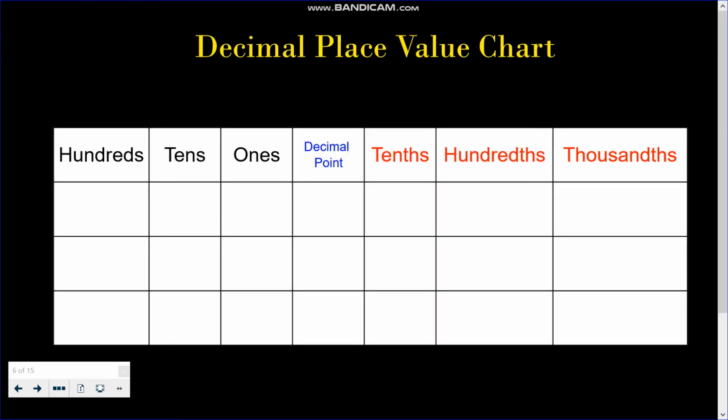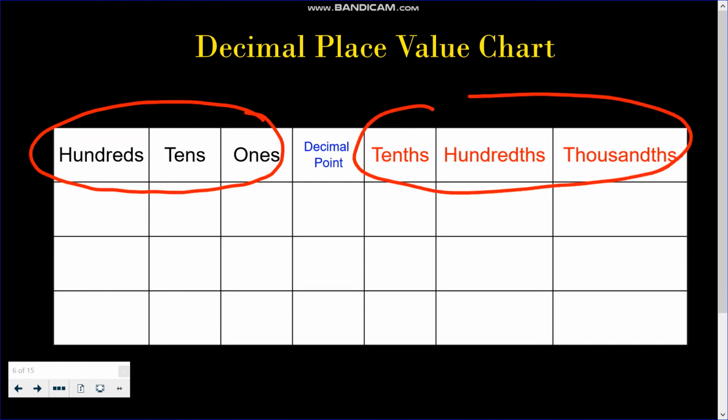Now let's read decimal numbers using a place value chart. So on the left part is the place value for whole numbers. These are whole numbers. And on the right part is the place value for decimal numbers.